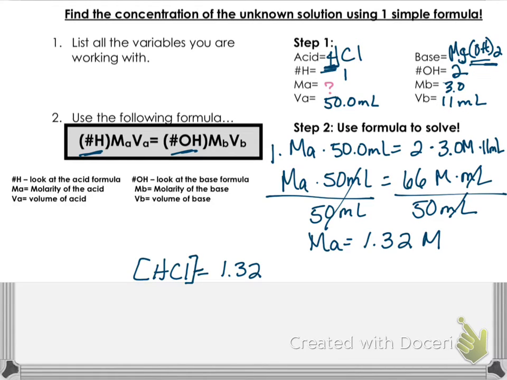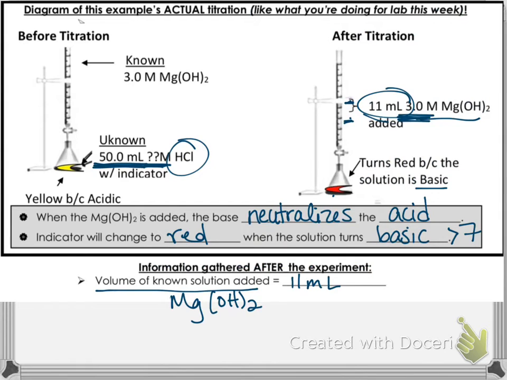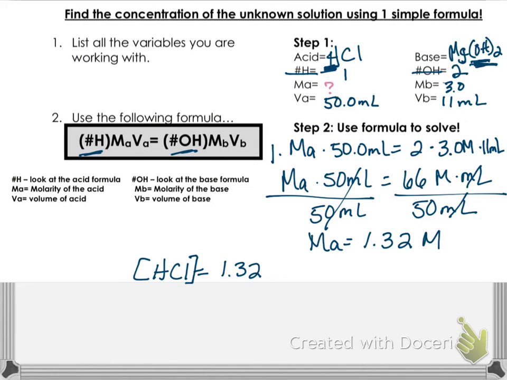Now, we do need to look at sig figs. Again, you don't look at the OH and H because that's not really a measurement, right? Like we are all going to count the same amount. The measurements come from here. So 3.0 would be 2 sig figs. 50.00 would be 3. 11 would be 2. 3.0 would be 2. Okay, so our lowest amount is 2 sig figs. So this is going to be 1.3 molar HCl.